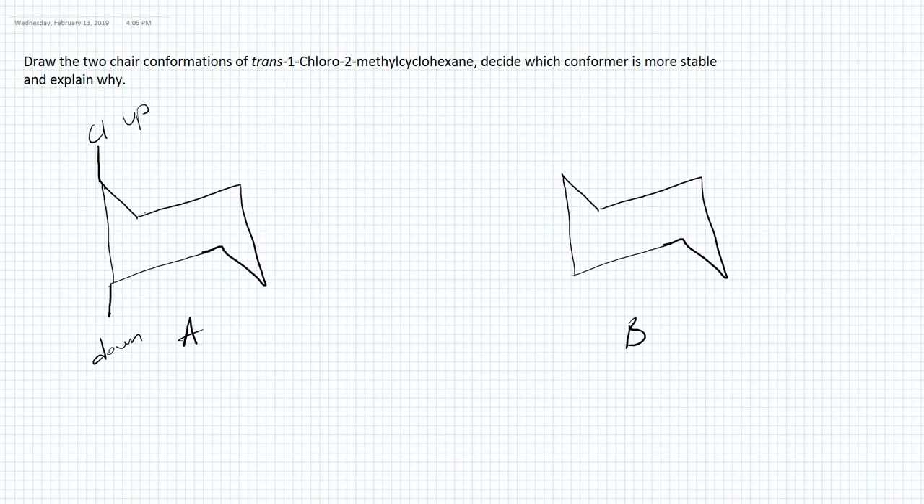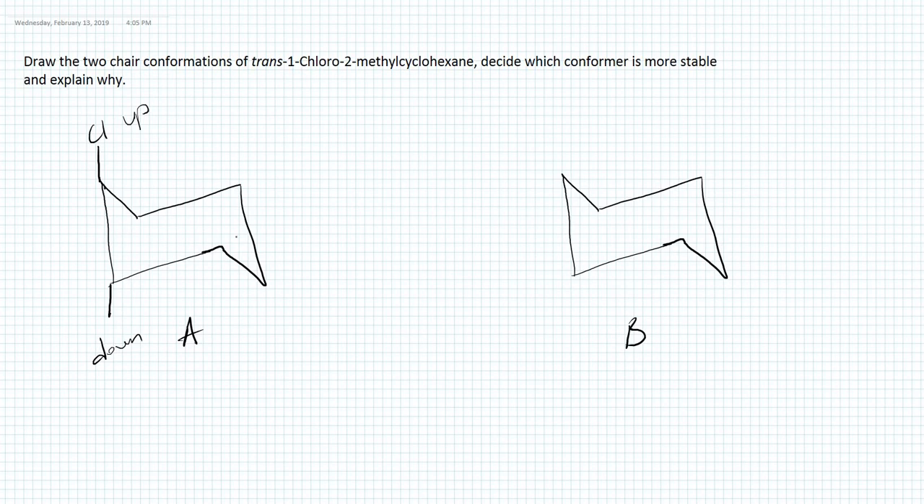So for a cyclohexane to be cis or trans, we have to be careful about which face our substituents are facing. If they are facing opposite faces, it means that it's a trans. If they are facing the same face, they should be cis. So this is one of the trans conformers.